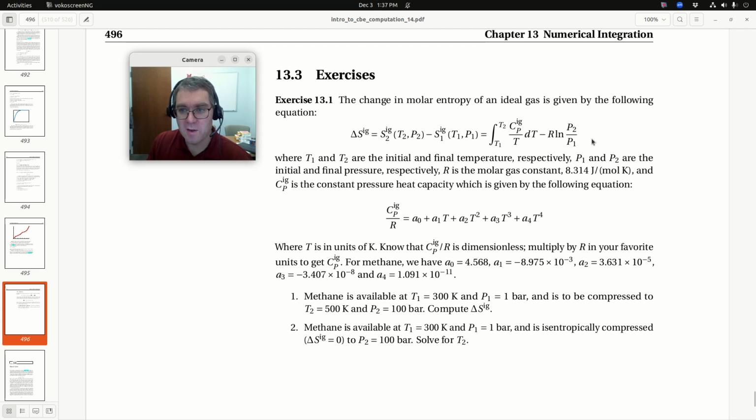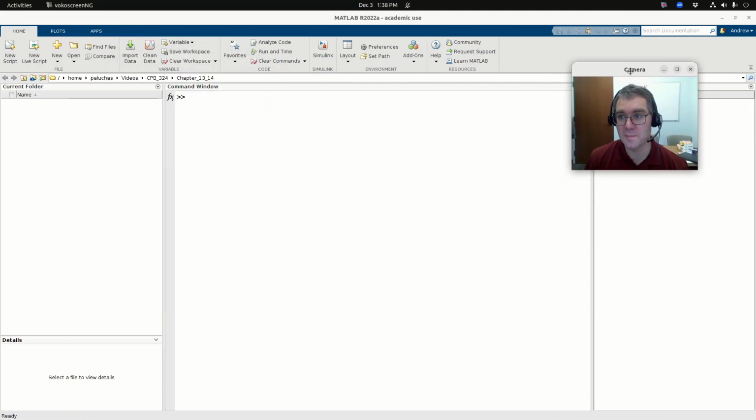So if I look at our equation here, we're given T1 and T2, so that means I can evaluate my definite integral, and then I know P2 and P1, so I can calculate this directly. So problem one essentially reduces to just directly calculating this, which involves performing an integration of the first term. Great. Let's go over to MATLAB and let's get this set up.